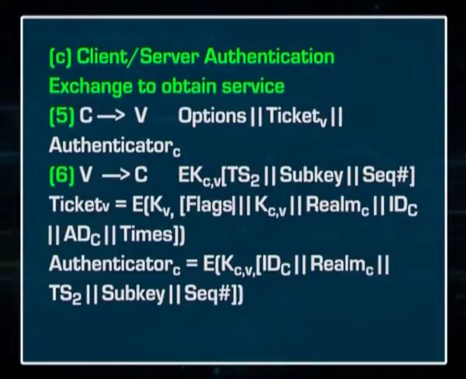Client server authentication exchange to obtain service. First, consider the authentication service exchange. Message 1 is a client request for a ticket granting ticket. As before, it includes the ID of the user and the TGS. The following new elements are added.